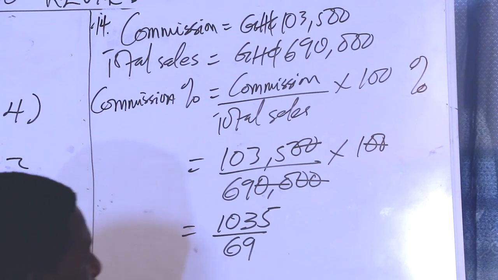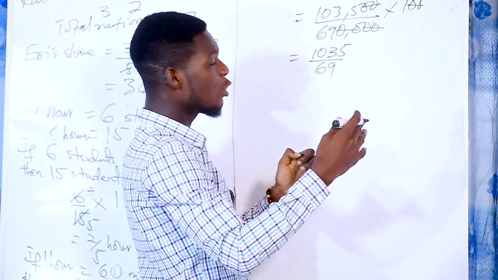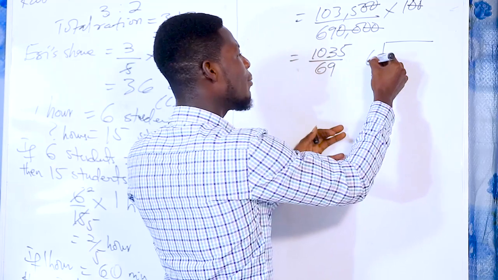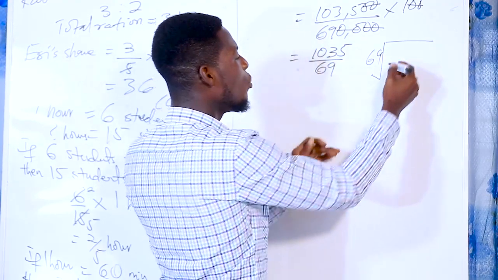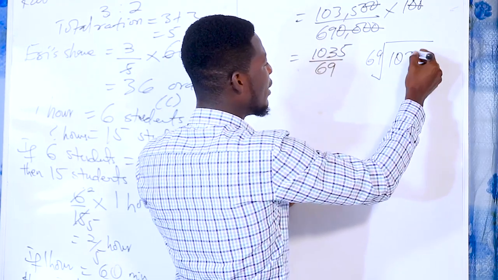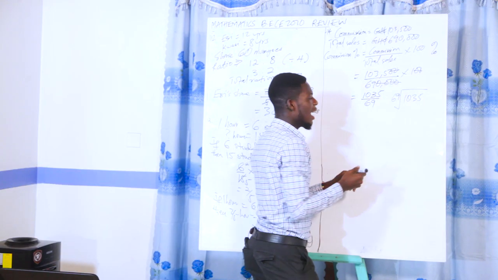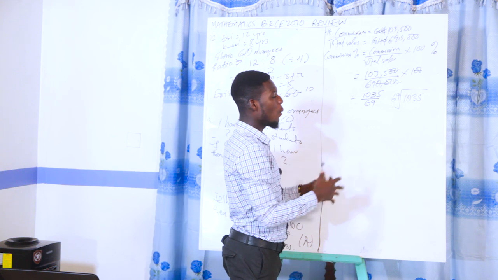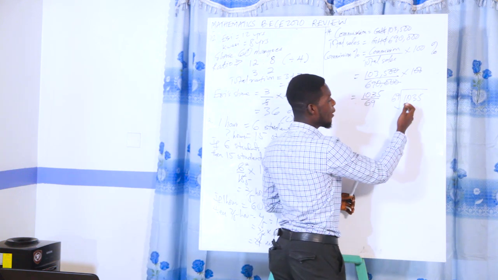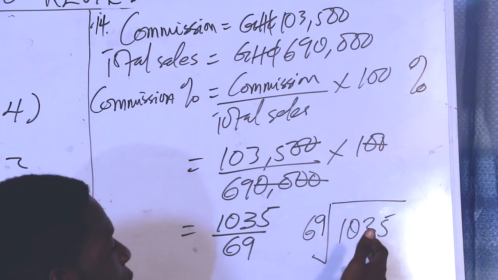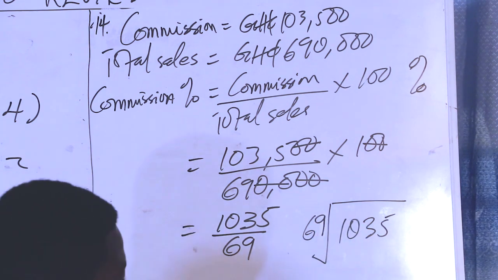So now, to do this, you can decide to use your long division method. So your denominator comes out 69, and your numerator 1035 goes in. Now, you can take them one after the other. So let's take 103. How many times will 69 go into 103?